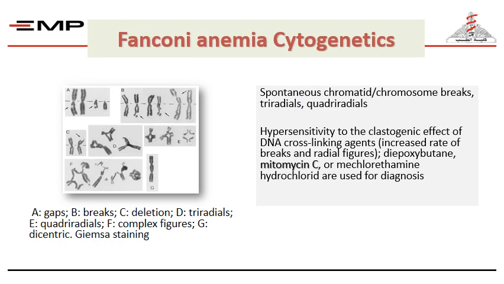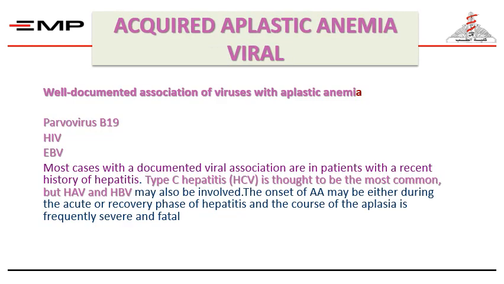Fanconi anemia is diagnosed by cytogenetics. You send the patient asking for a chromosomal breakage test. On the chromosomes, clastogenic agents are added, and they result in chromosomal breakage and rearrangement, and this may occur spontaneously in vivo, which increases their chances to develop malignancies. I can explain why in the face-to-face session.